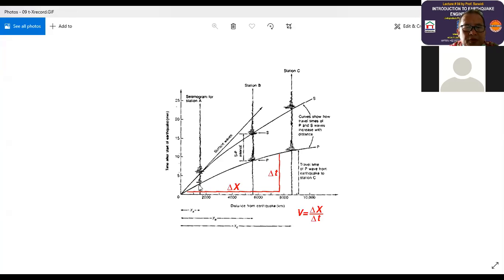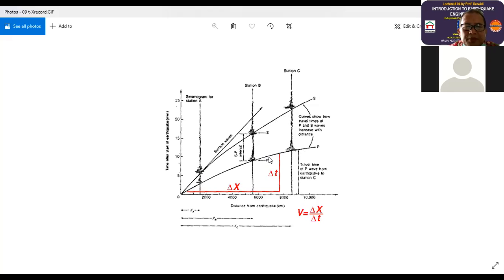So the P wave travels faster than the other. For example, this is 5,000 kilometers distance from the source, and this is about 9,000 kilometers from the place. So in the recording here, you can see that the interval becomes wider and wider. The time becomes longer to reach from the P to the S.